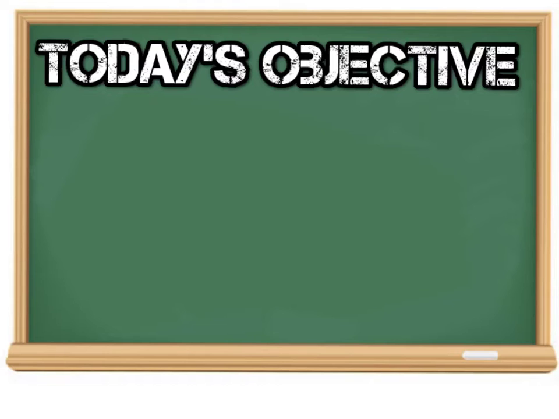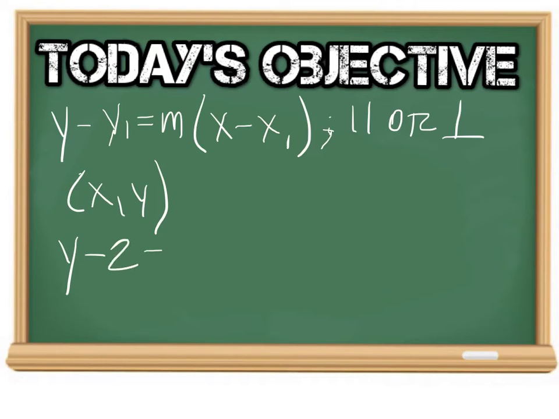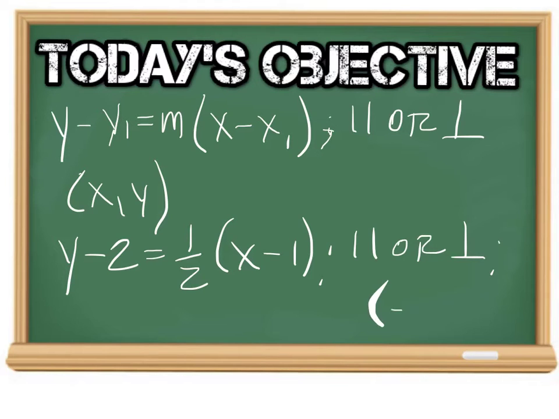The objective today is to find a line parallel or perpendicular to a point slope form of the equation of a line. Could be parallel or perpendicular, and passing through a point x, y. So for example, you could have y minus 2 equals 1/2 times the quantity x minus 1, and it could be parallel or perpendicular to the point negative 1, 5, for example.